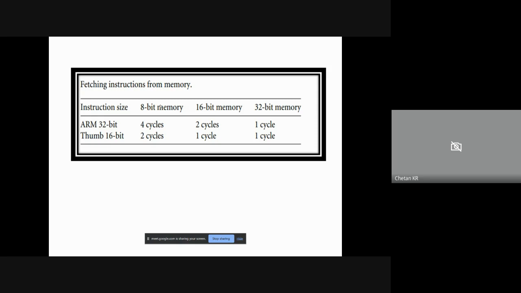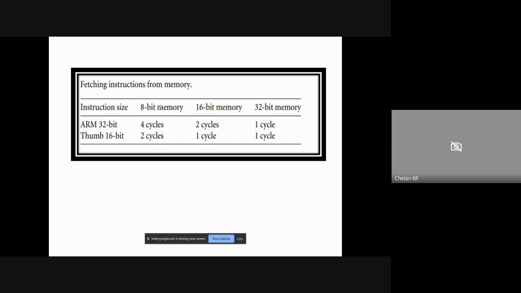If it is 16-bit, then twice you have to go and come. With 32-bit, only one time going and coming is sufficient. One cycle: going and coming is called a cycle. So going to the memory and getting it to your register is called a cycle. From the memory back to the register, this is one cycle. With 8-bit memory, you have to do this 4 times, 4 cycles. 16-bit, 2 cycles. 32-bit means 1 cycle.